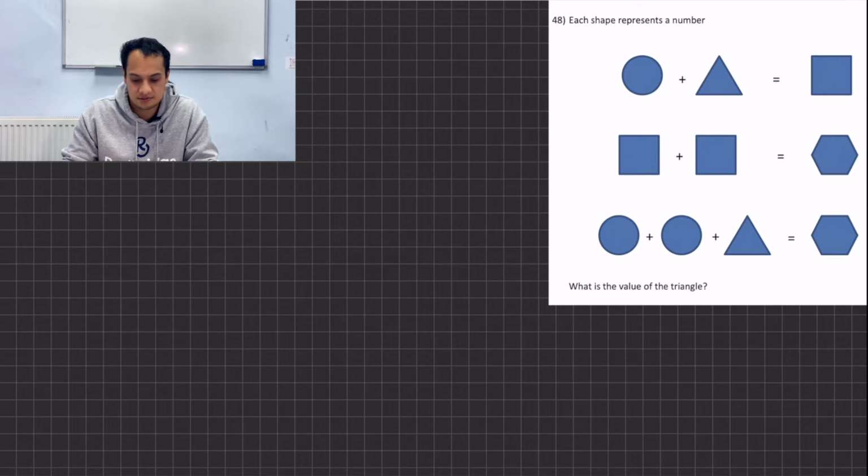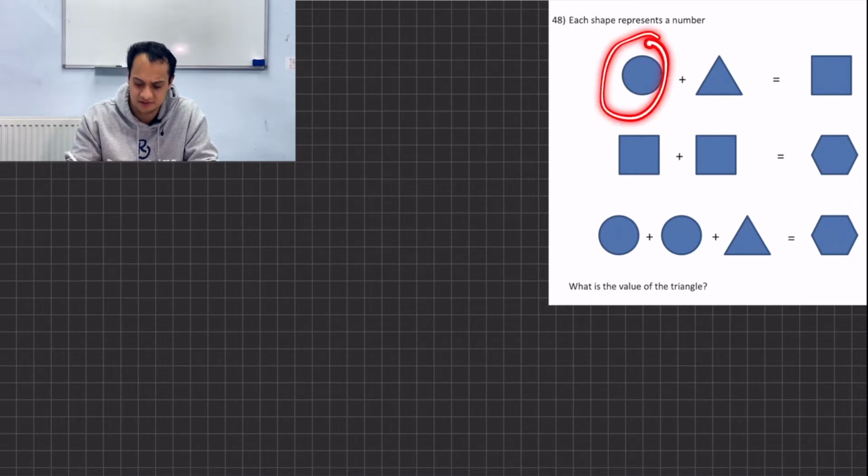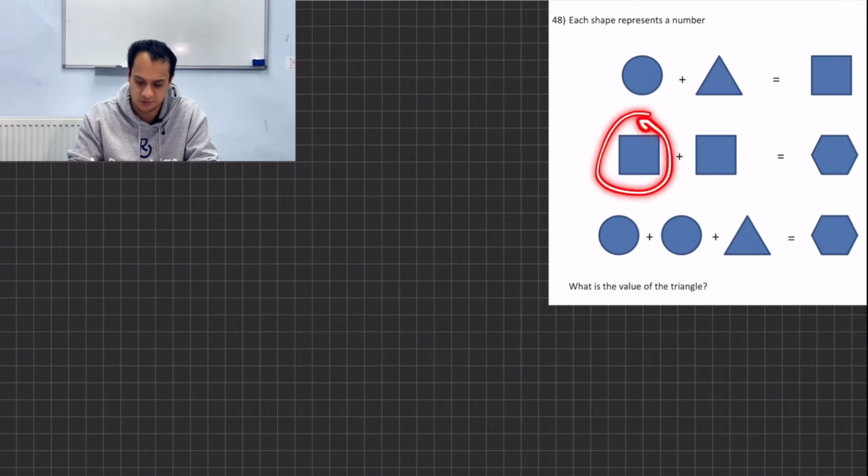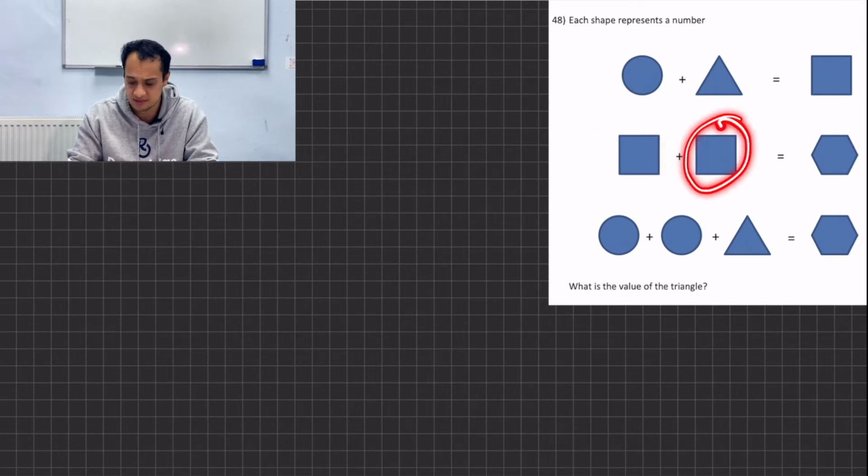So most of my students think, okay, well, is there some kind of pattern or something? Is there some kind of relationship between side lengths? So they think, you've got a circle here, it's got one side. You've got a triangle here, it's three sides. And then this creates a four-sided shape or something like that. But then you see the pattern breaks down because you've got a square, four sides, plus a square with four sides equals a hexagon. So that's clearly not the pattern. It's not related to sides.